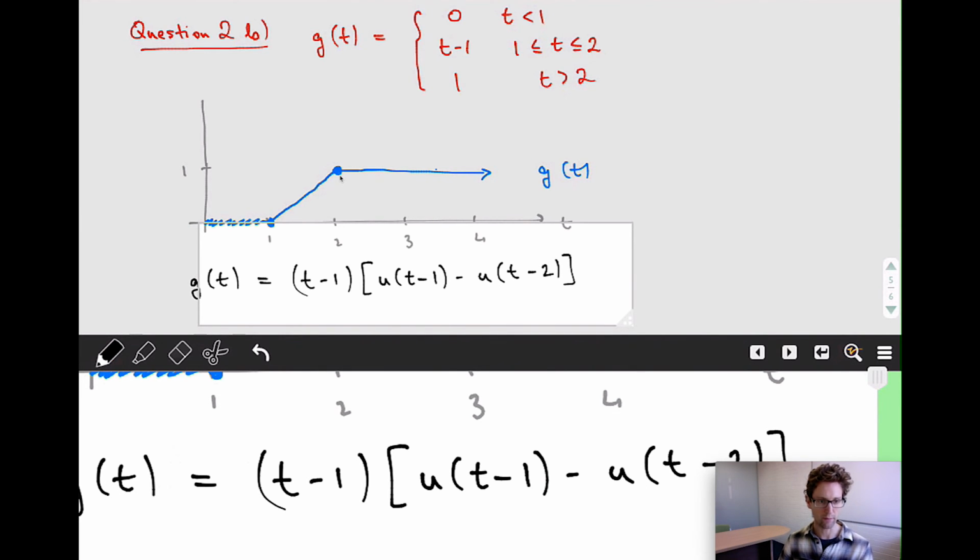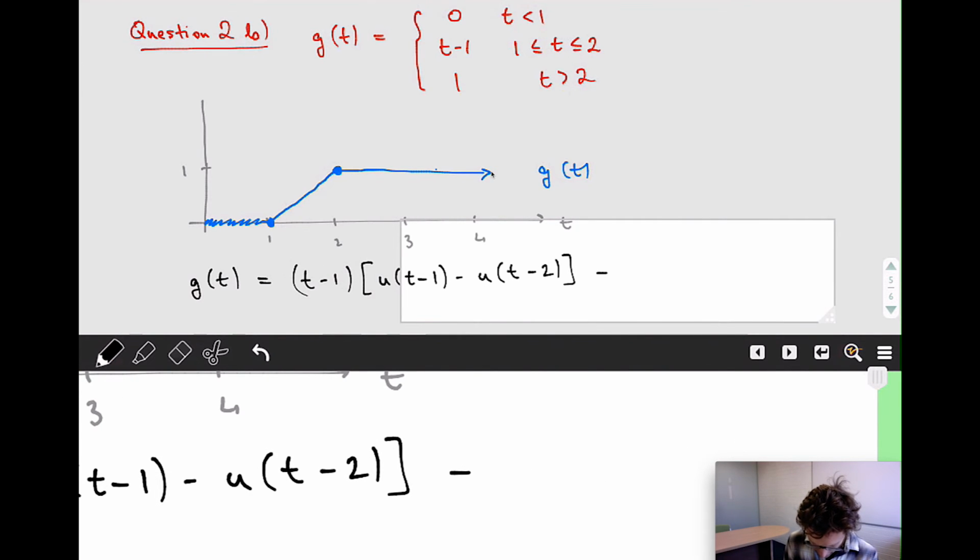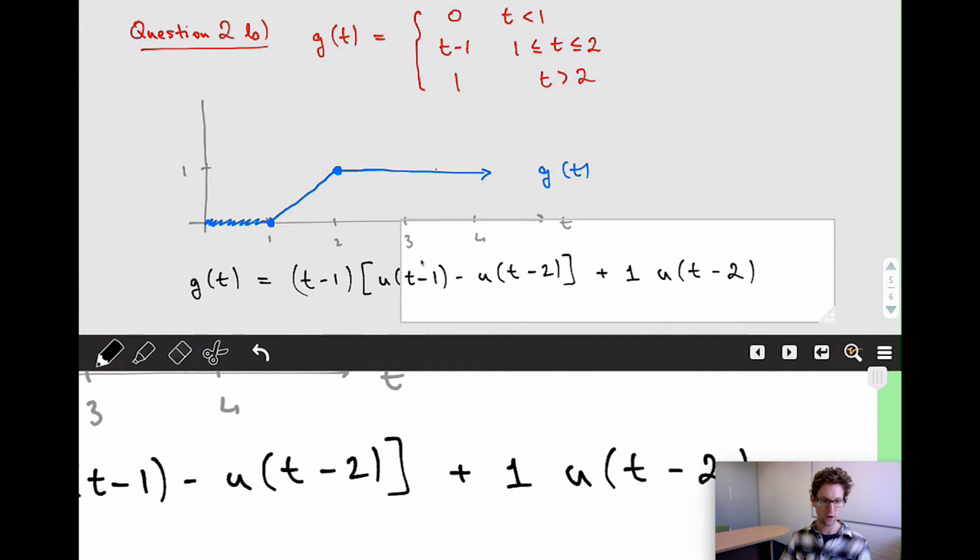Now, I'm not done yet because I still have a function value for values of t after 2. So I can't just leave it like that. I also have to take the function 1 and switch it on at t equals 2. So this is a switch on, switch off, followed by a switch on, and then we'll leave it on. Now if I hadn't included that, my function would have dropped right back down to 0 and continued at 0 for the rest of eternity, so we don't want that.